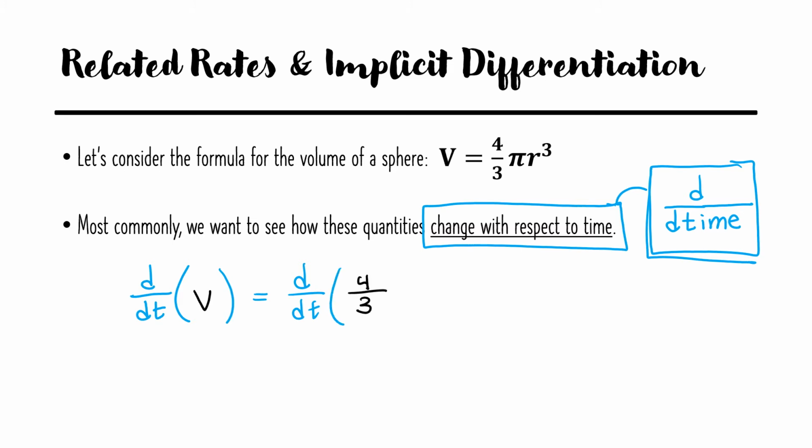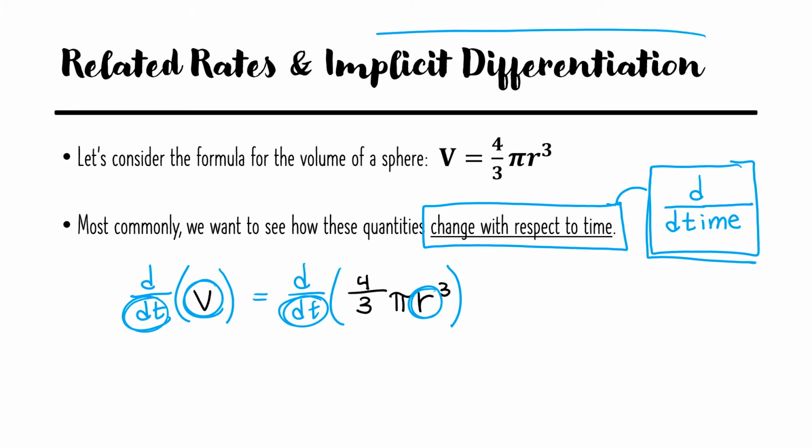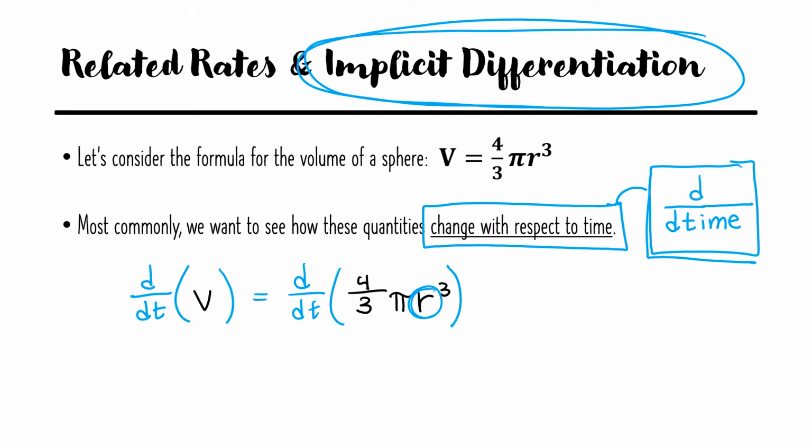So we have the derivative with respect to time of volume is equal to the derivative with respect to time of 4/3 pi r cubed. And as we see, we're taking the derivative with respect to a variable that is different from the variable in our equation, and that's why it's implicit differentiation, because some sort of relationship is implied, but we don't know what it is explicitly.